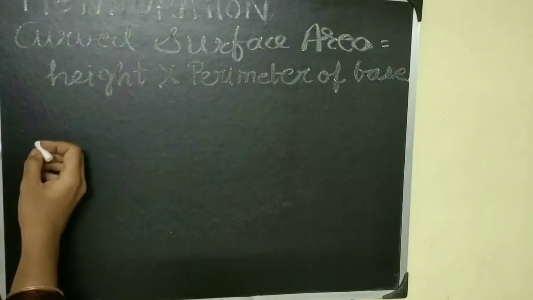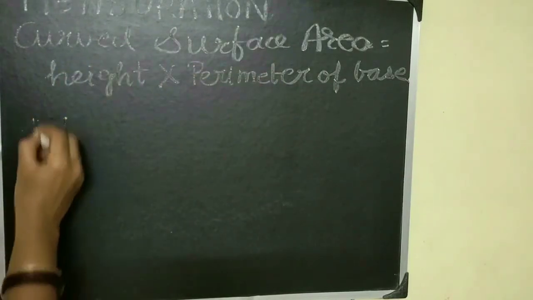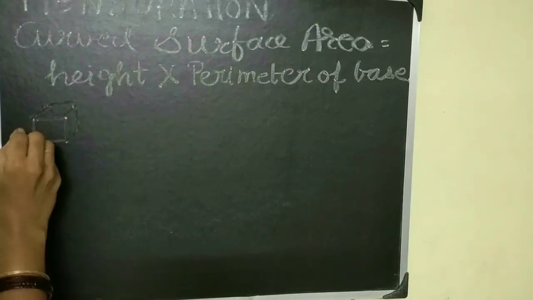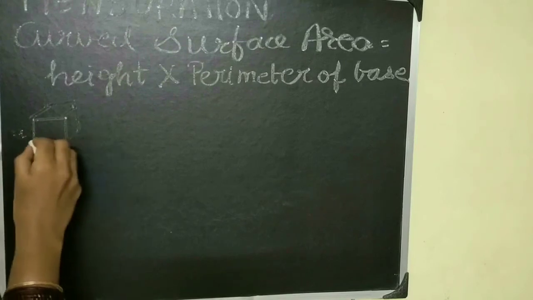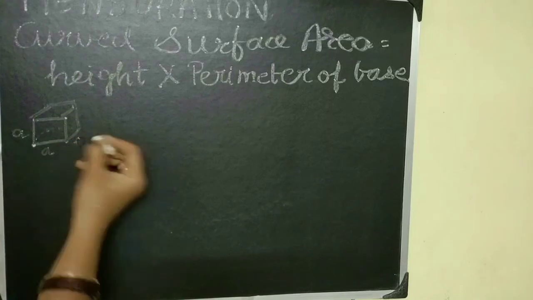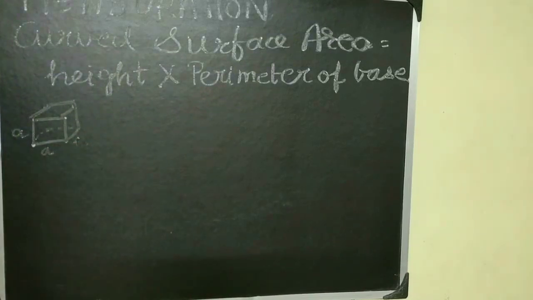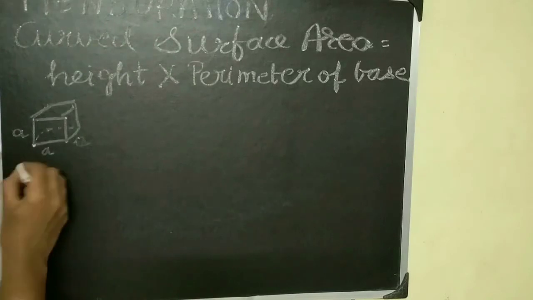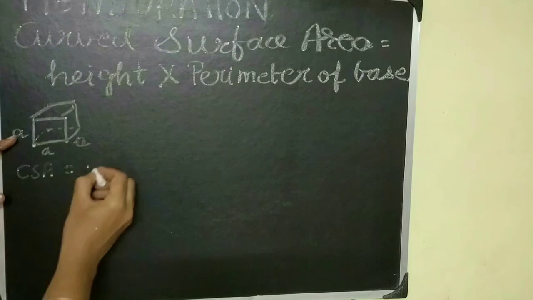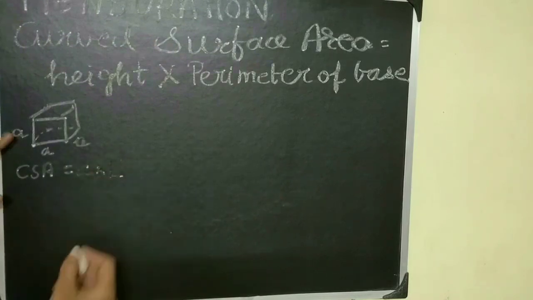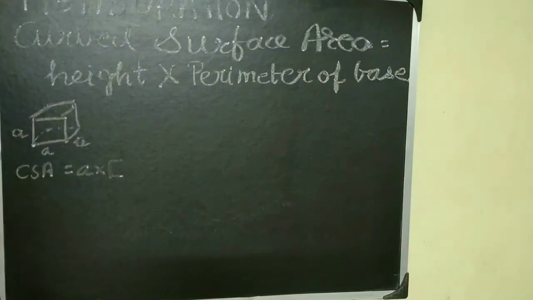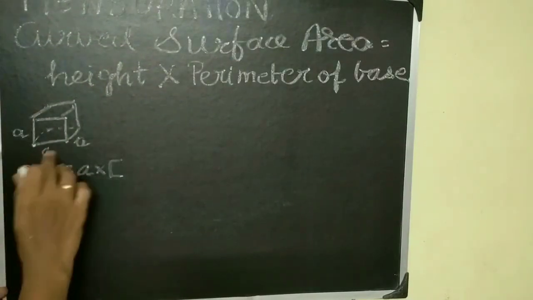For the curved surface area, first let me take that of a cube. So what is the cube? The cube's height is A, the base is A, the length is A and the width is A. So everywhere it is A. When I take the CSA, it will come to height A into the perimeter of the base. So what is the perimeter of the base? It is a square of side A.